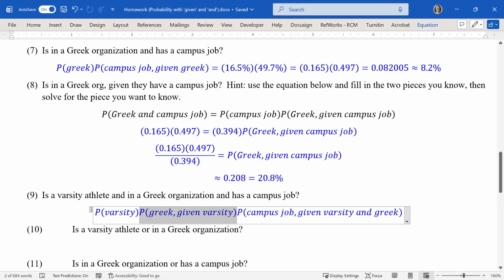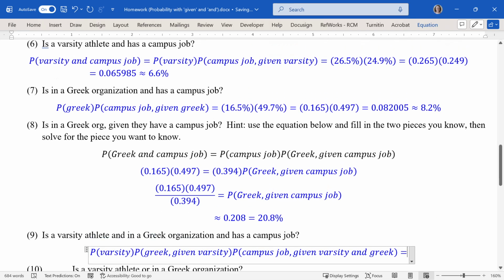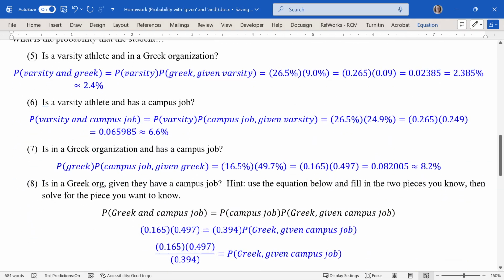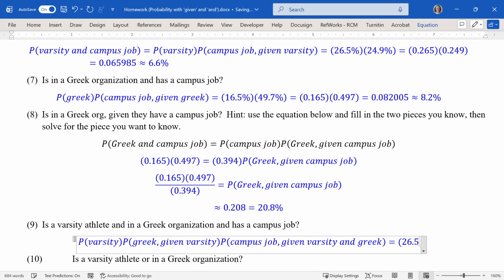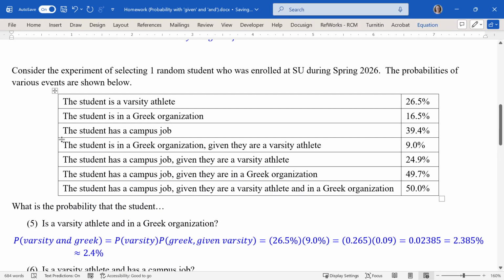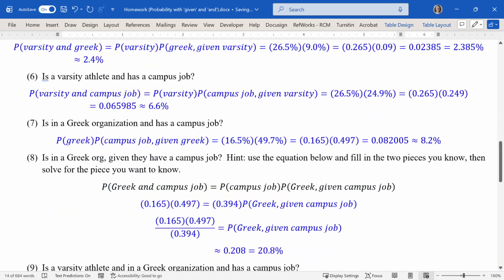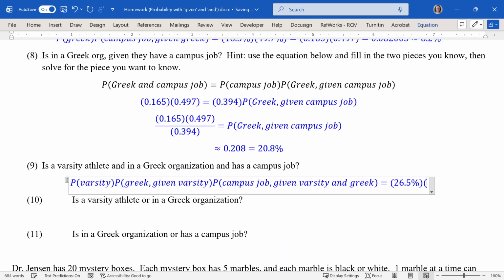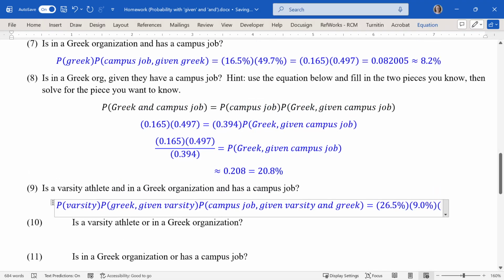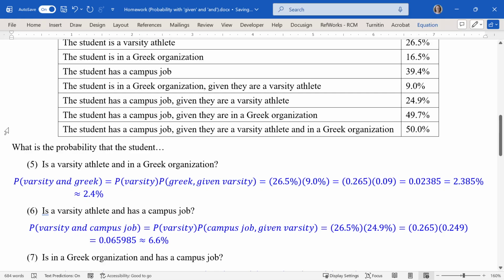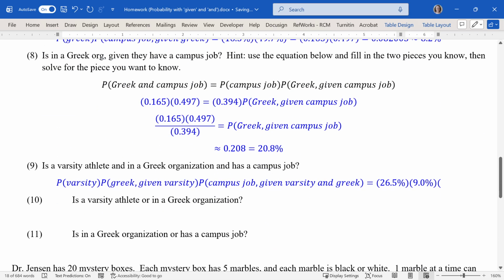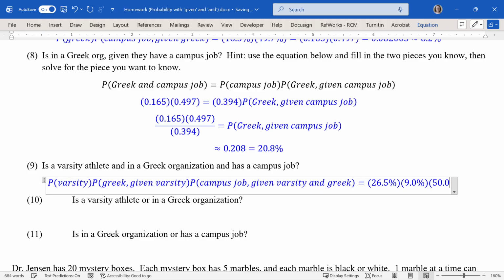And then once you've found the percentage of all SU students that are varsity and Greek, you're then narrowing down that pool again to just see what percentage of them have a campus job. Okay, so anyway, we have the first 2 numbers. Let's see, varsity, 26.5%. Greek given varsity is here, 9%, 9.0%. And then the third number, campus job given varsity and Greek, is the last row, 50%, exactly 50.0%.